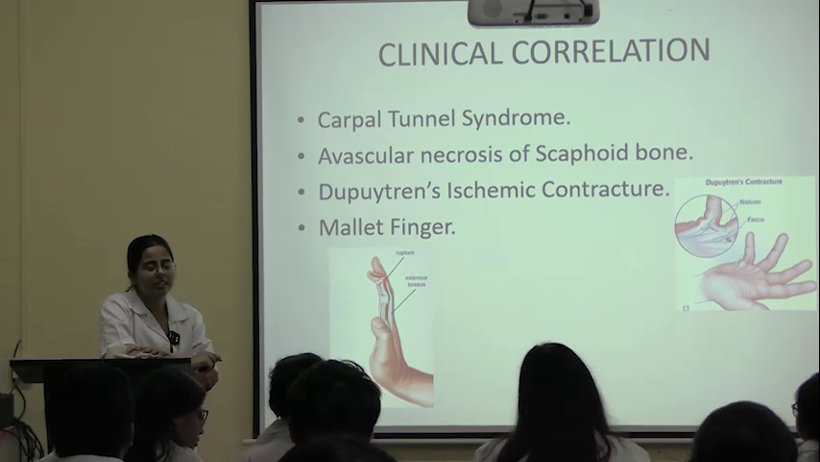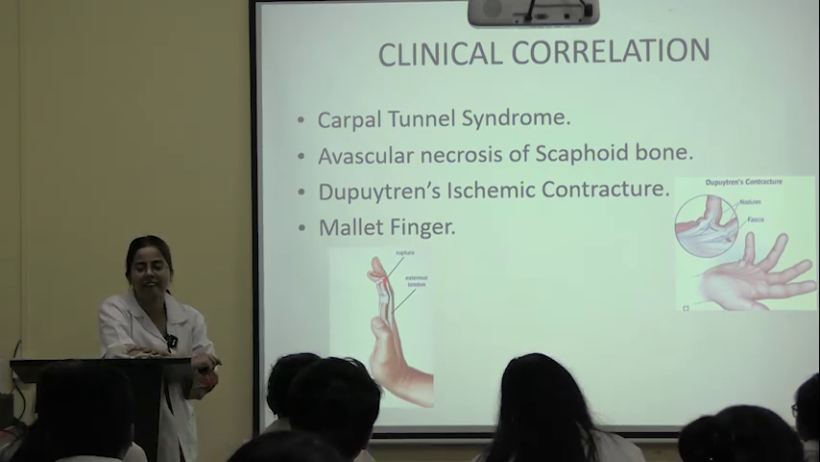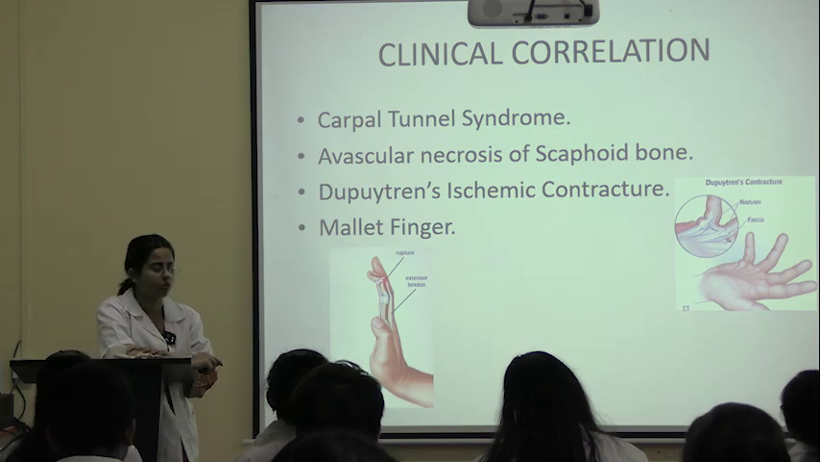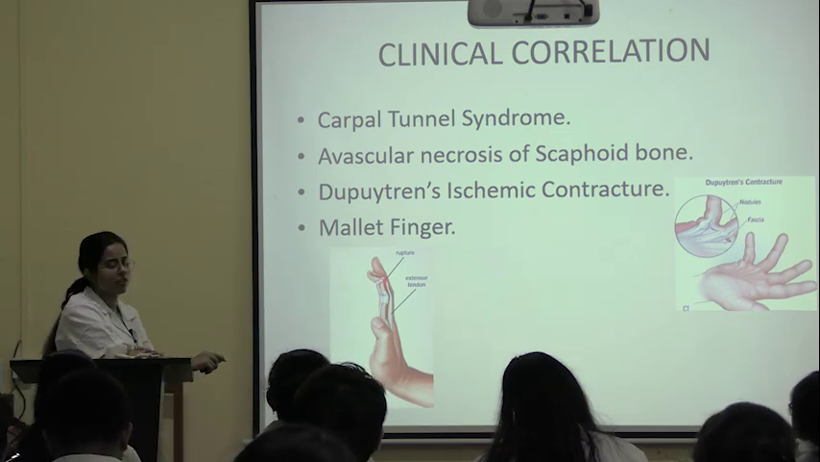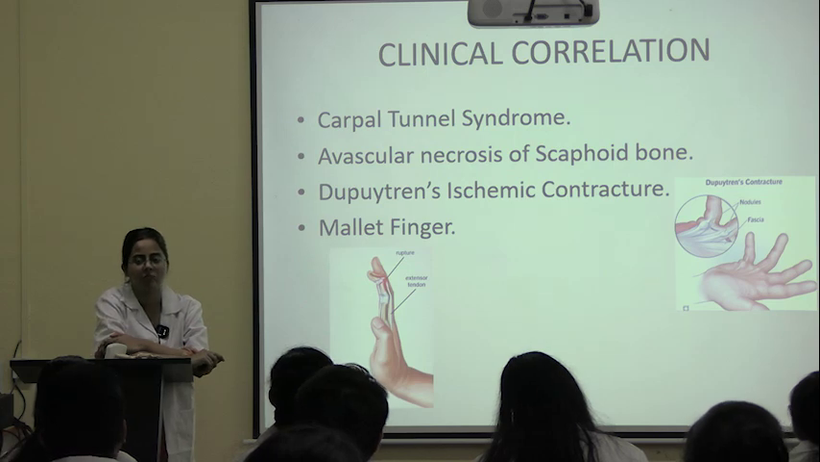Can you tell me the nerve related to the hook of hamate? Ulnar nerve. Okay. Can anyone explain the avascular necrosis of the scaphoid?